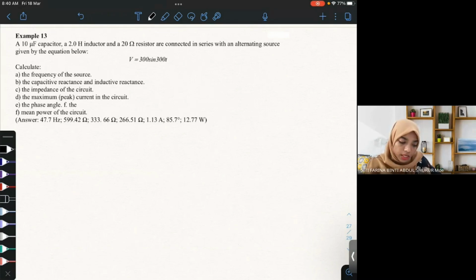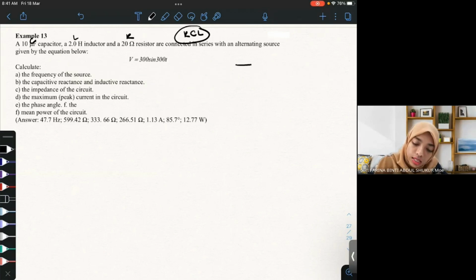Okay, so I'll proceed with example 13 here. So for example 13, we have a 10 microfarad capacitor, 2 Henry inductor and 20 ohm resistor are connected in series with an alternating source given by the equation below. V is equals to 300 sin 300 T. So apa yang ada dalam soalan adalah nilai capacitance, inductance dan juga resistance. So based on the value given, we know that our circuit has resistor, capacitor and also inductor in the circuit.